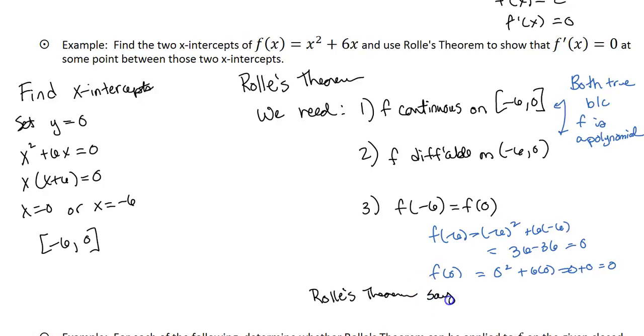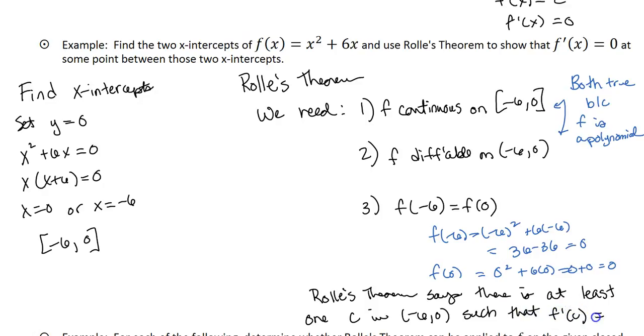says there is at least one c in the interval from negative 6 to 0 such that f prime of c equals 0. Now again, we haven't found it yet, but we do have a guaranteed minima or maxima on that interval.